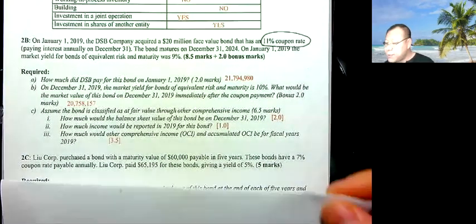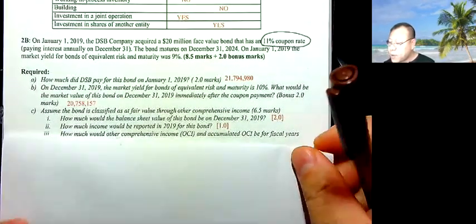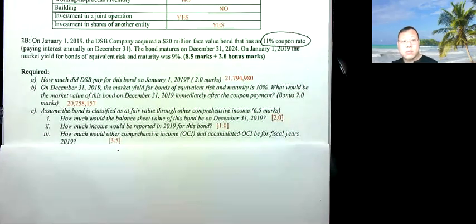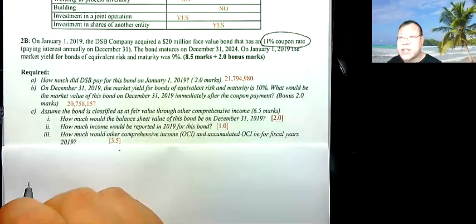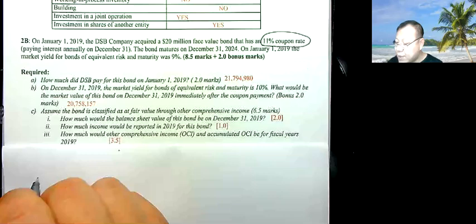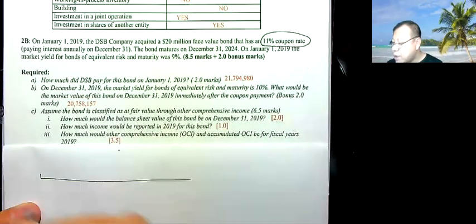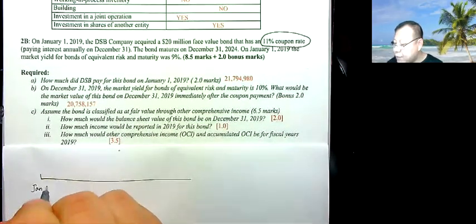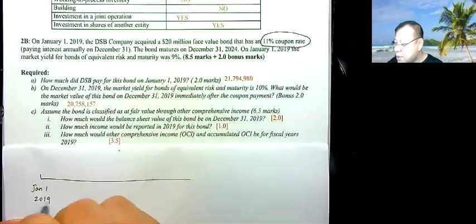Draw a picture here. So, it's important when you think about these cash flows, right? You have to draw a picture. So suppose here is January 1st, 2019.